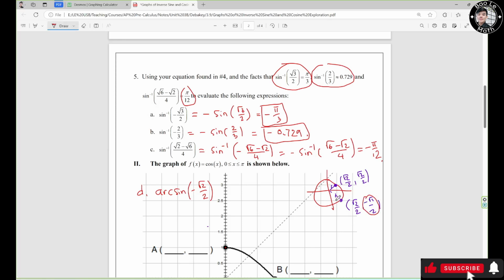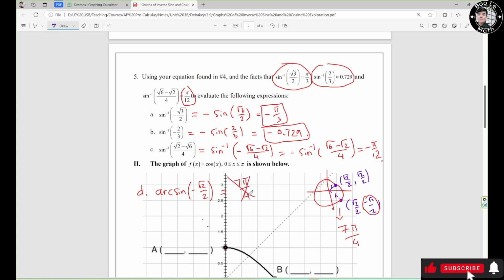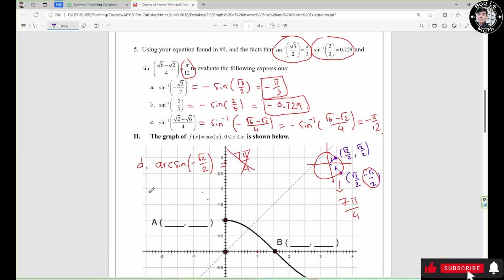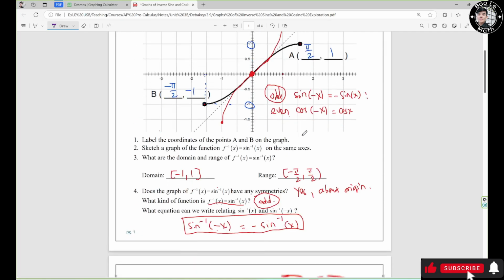Alright, so the angle right here is actually 7 pi over 4. Now, if we put this guy equals 7 pi over 4, this is totally wrong, right? You need to get rid of this mistake. Why? Because 7 pi over 4 is outside the range. Remember, the range for the sine inverse function is going to be negative pi over 2 to pi over 2. We got it right here.